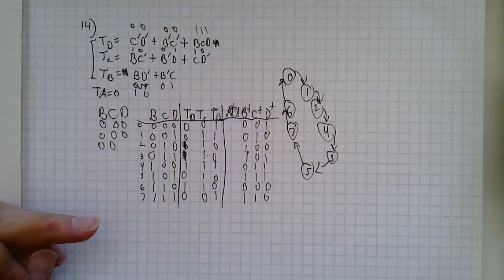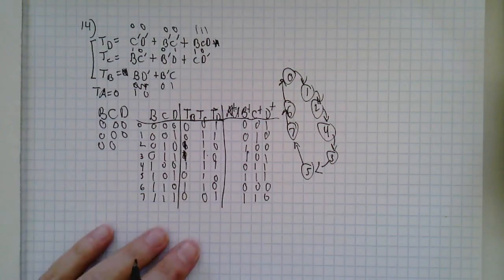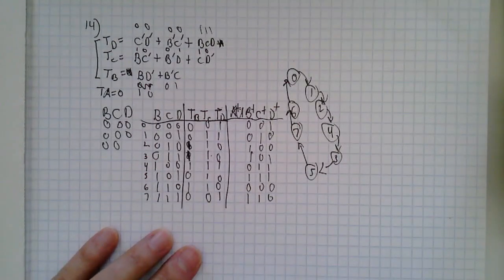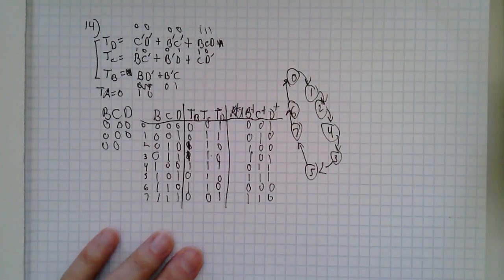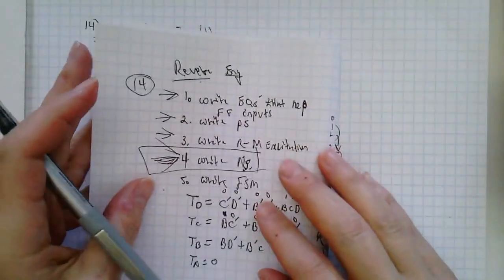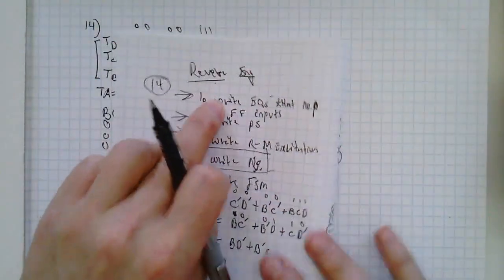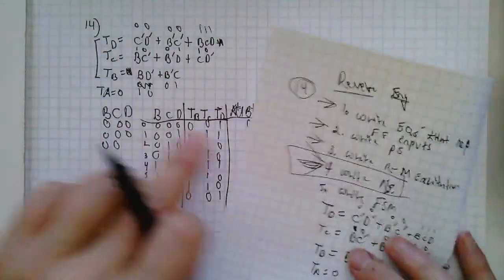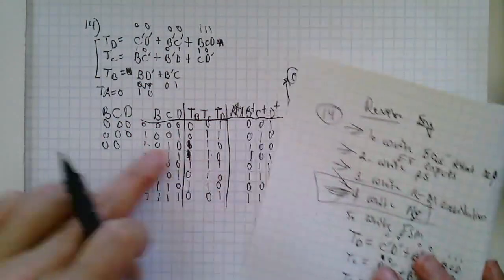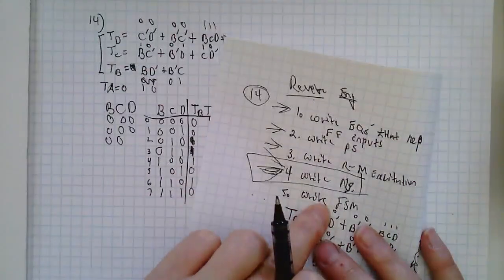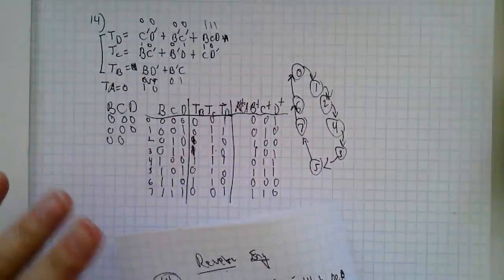So, there you have it. Exercise 14. What do you think? So let's look at the reverse engineering formula for exercise 14. Okay. Write the equations. We did that. Write the present state. Did that. Write the remapped excitation table. Did that. Write the next state. Did that. Write the finite state machine. Did that. And that's the steps for reverse engineering.